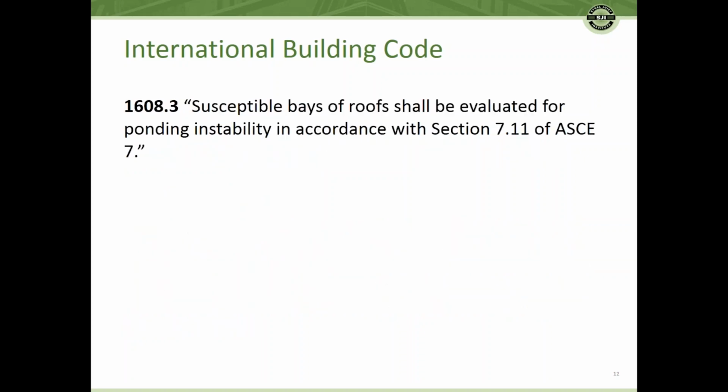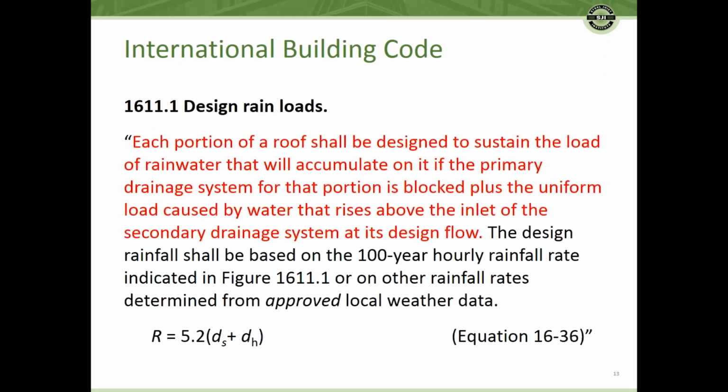International Building Code goes on to say susceptible bays of roofs shall be evaluated for ponding instability in accordance with ASCE 7. It also says in IBC that each portion of the roof shall be designed to sustain the load of rainwater that will accumulate on it if the primary drainage system is blocked, plus the water that would rise above the inlet.